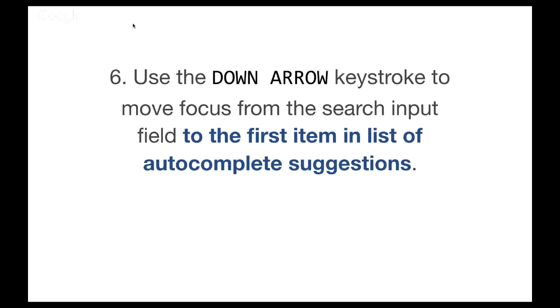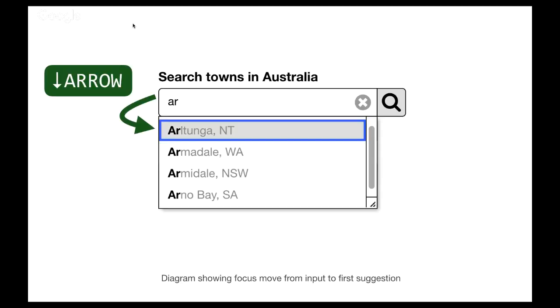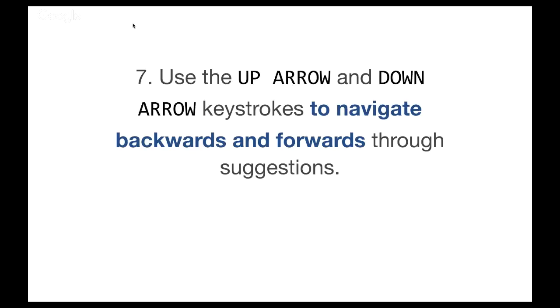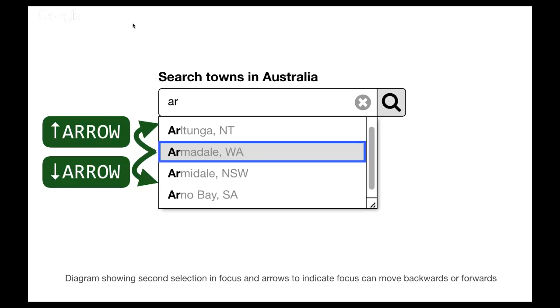Users should be able to use the down arrow keystroke to move focus from the search input field to the first item in a list of autocomplete suggestions. So in this diagram, the user uses a down arrow and moves from the input down to the first suggested item. Once they're in that, they should be able to use the up and down arrow keystrokes to navigate backwards and forwards through those suggestions. So in this diagram, we have an open auto-suggest with a number of suggestions in there, and the diagram is showing that you can use the arrows up or down to move through that list.